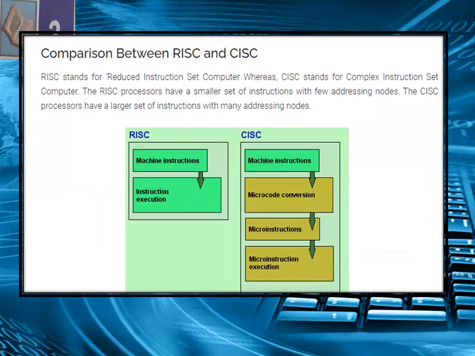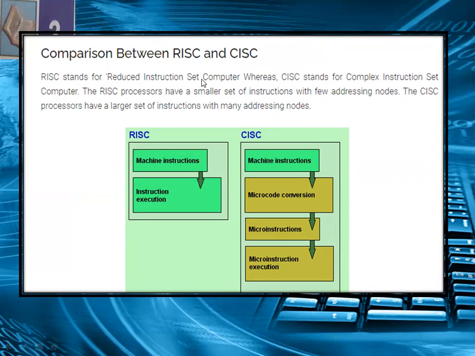CISC instructions utilize more cycles than RISC. RISC stands for Reduced Instruction Set Computer, whereas CISC stands for Complex Instruction Set Computer. The RISC processor has a smaller set of instructions with few addressing modes. The CISC processor has a large set of instructions with many addressing modes. So here you can see RISC is a reduced instruction set.